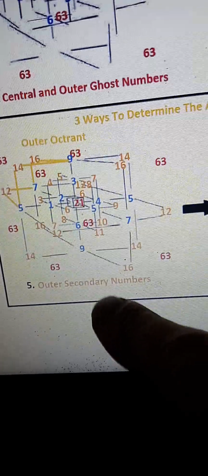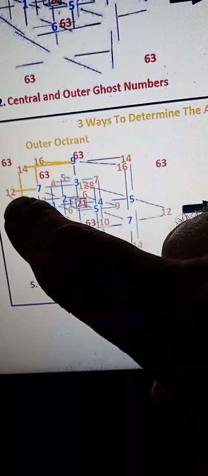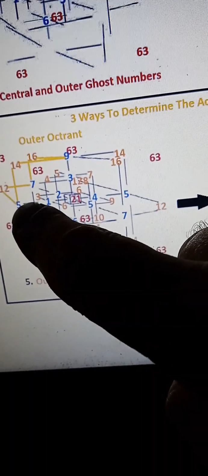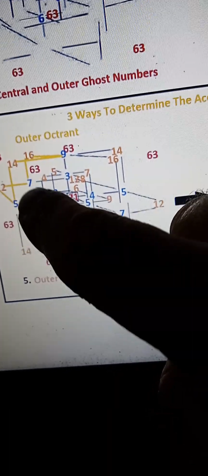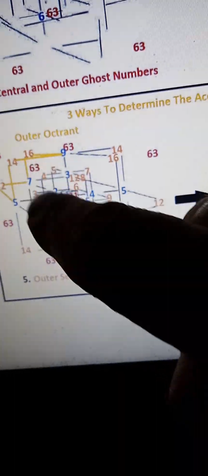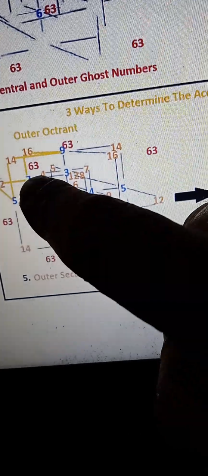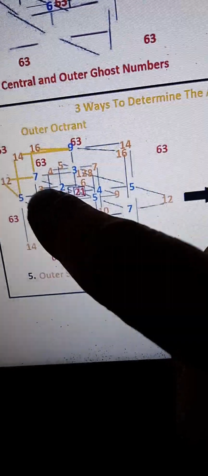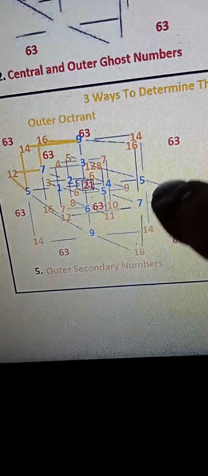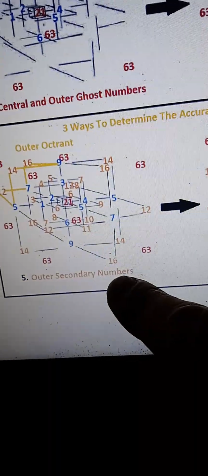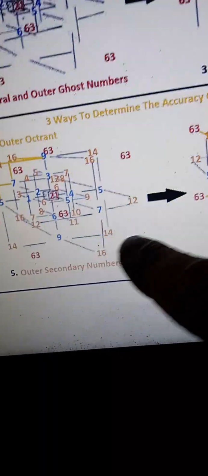So these are the outer secondary numbers. 5 plus 7 is 12. 5 plus 9 is 14. And 7 plus 9 is 16. So you can get that from the outer primary numbers alone. You don't necessarily need to do the inner primary numbers first. So that's left open to your own preference. And then the outer secondary numbers are again colored orange.